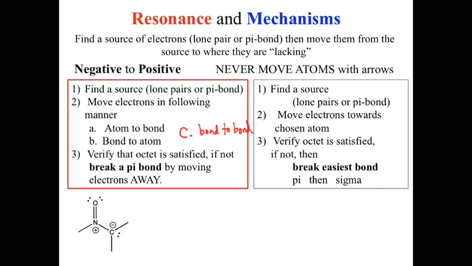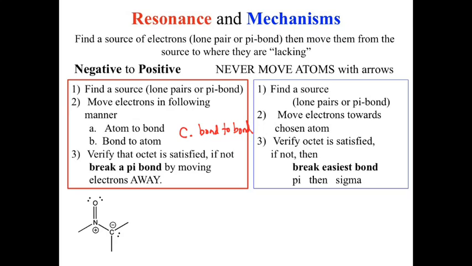In the case of mechanisms, what we'll end up doing is breaking the easiest bond possible. Usually we'll break pi bonds first, then sigma bonds. If you decide after breaking that bond that that was a horrible bond to break, you just go backwards and try again. If there is no bond to break, then you don't have a reaction. So let's take a look at some examples now. We'll start with resonance.